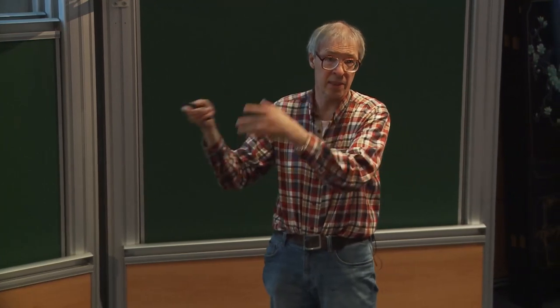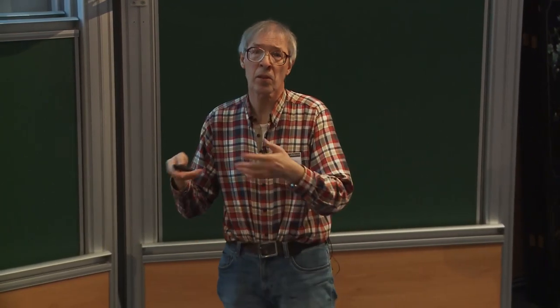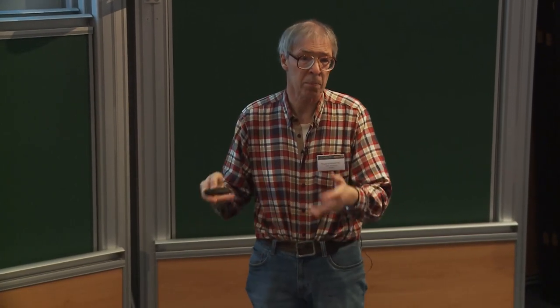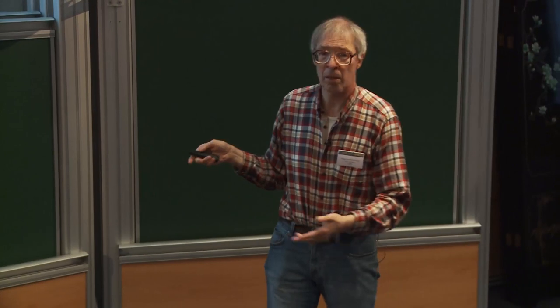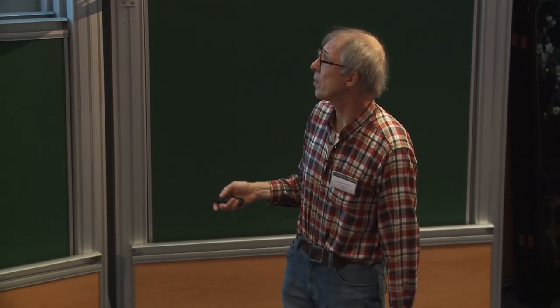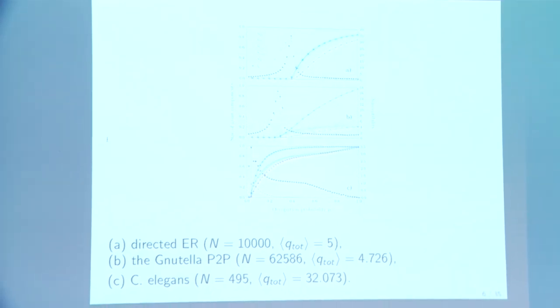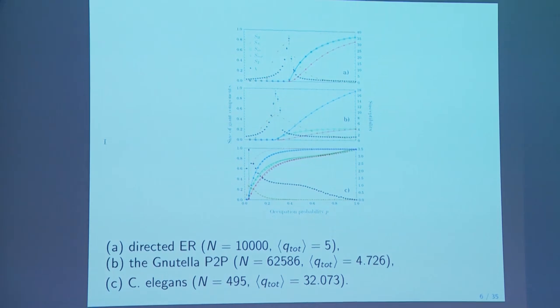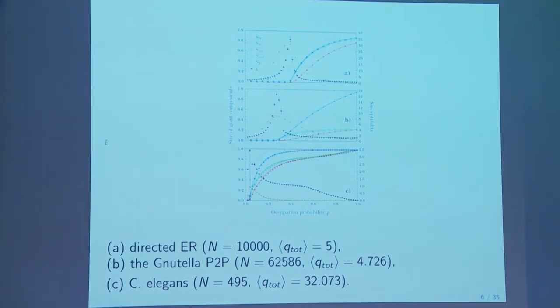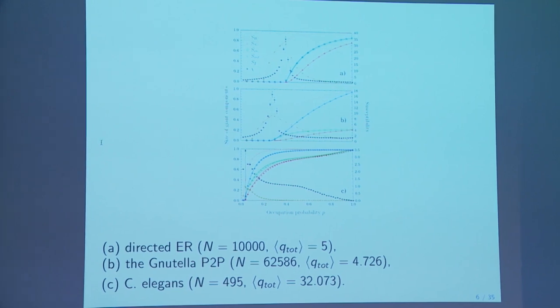And you can apply it directly to a network, and you can combine it with message passing calculations. We made it in both ways. So here is the plot showing the sizes of in and out components for three networks: for a directed Erdős-Rényi graph, for a rather small Gnutella P2P network, which already doesn't exist, and for C. elegans.